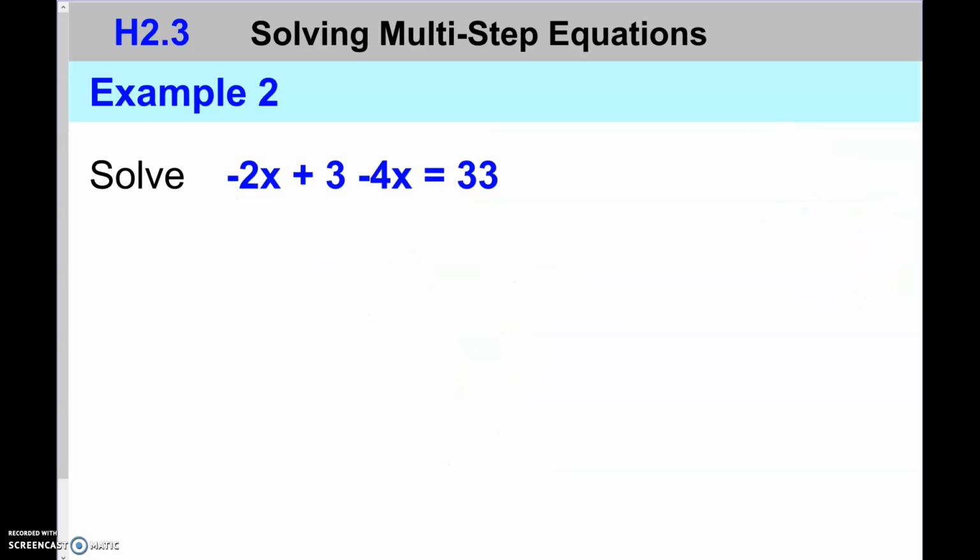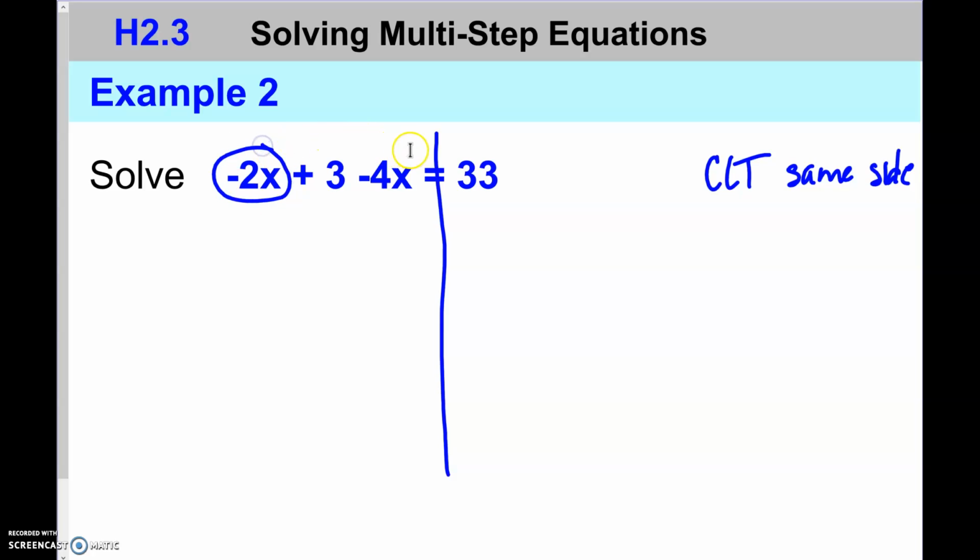All right, example number 2. All right, so I have an equal sign here. Do I have any like terms to combine on the same side? Okay, same side of the equal sign. And it looks like I have a negative 2x and a negative 4x. Negative 2 minus 4 is a negative 6x. And I still have my plus 3 equals 33.